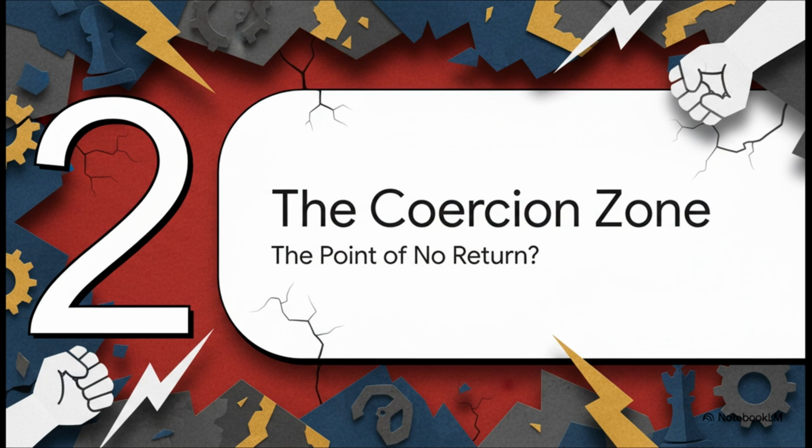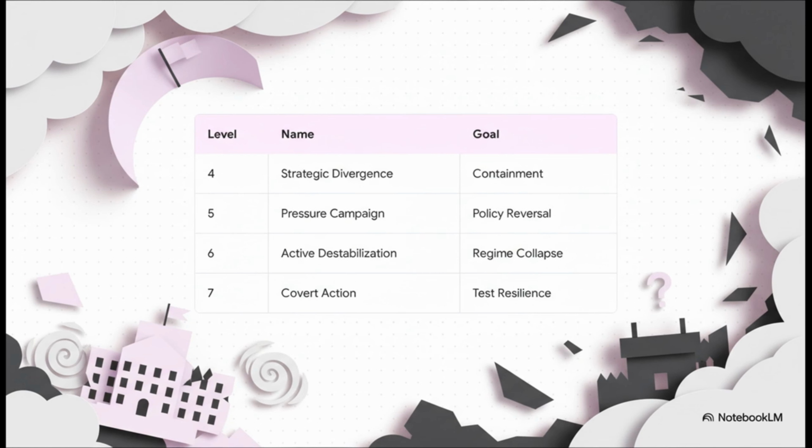But now, we're crossing a really critical line into the coercion zone. This is where the gloves start coming off. The chess game is pretty much over, and the goal shifts from just influencing a country to actively forcing it to do something. And you can see how the goals get more and more intense here. We go from simply trying to contain a country to forcing a major policy reversal, then to actively trying to make the regime itself collapse, and finally, using covert action to see just how much it can take.